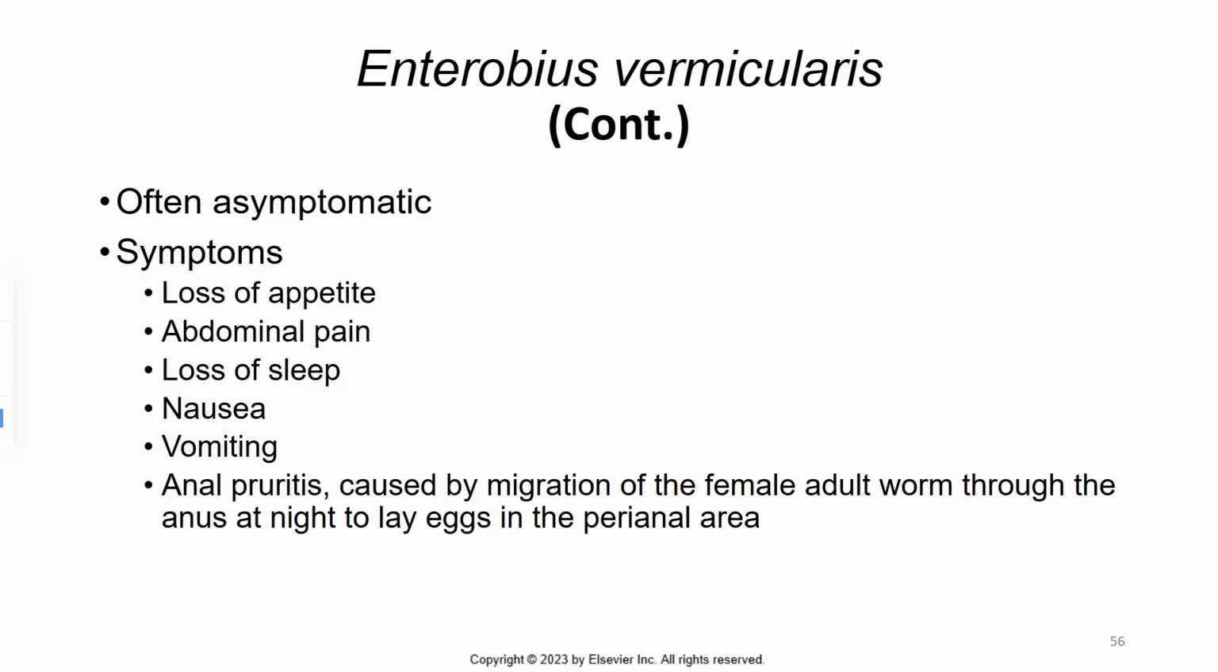Often asymptomatic, but if they do become symptomatic: loss of appetite, abdominal pain, loss of sleep, nausea, vomiting, anal pruritus caused by the migration of the female adult worm through the anus at night to lay eggs in the perineal area.